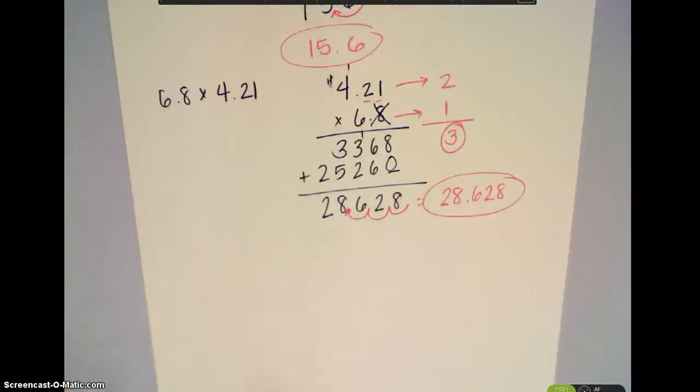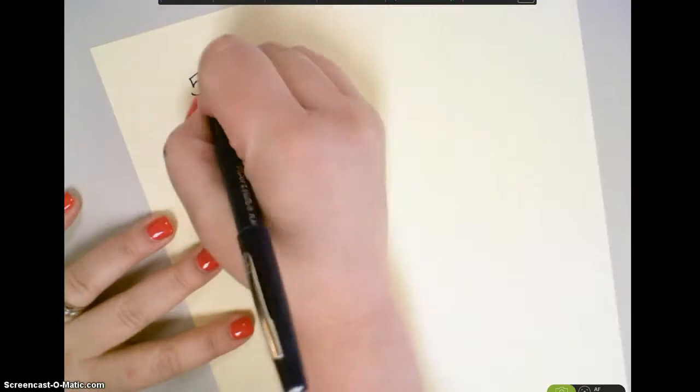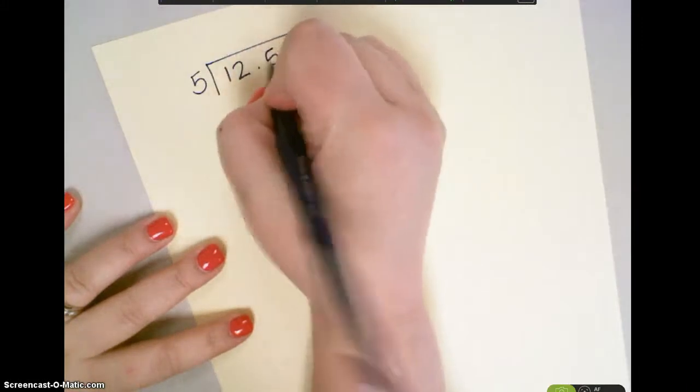Okay. So for dividing, I'm going to show you 2 different types of dividing. I'm going to show you a decimal by a whole number, and then I'm going to show you a decimal by a decimal. So we're going to practice both of them. I'm going to flip to a new paper. So the first problem I'm going to show you is going to be 5 divided by 12.5.